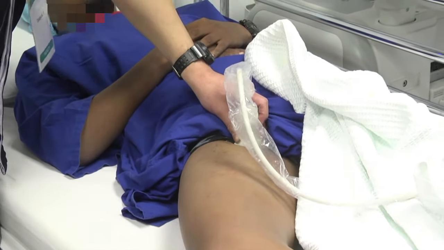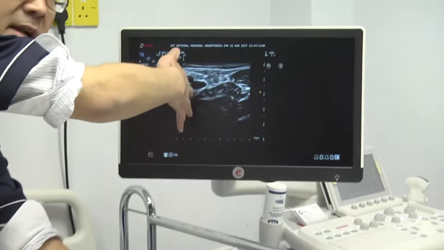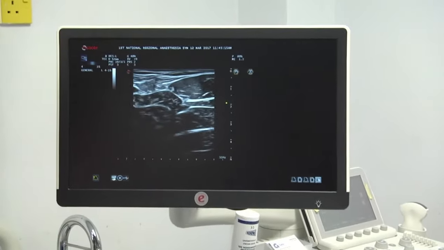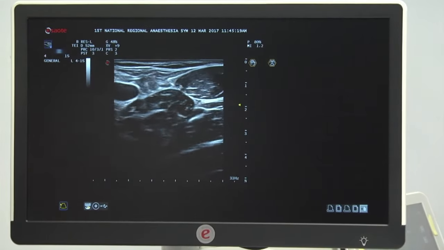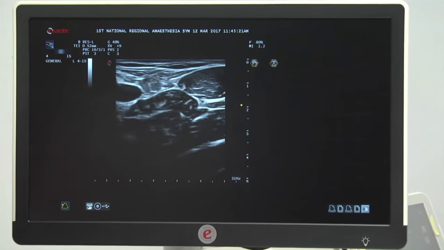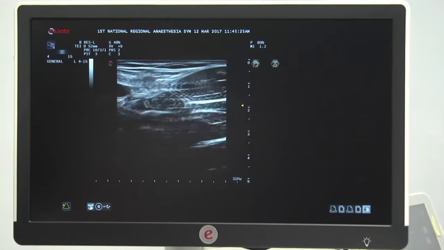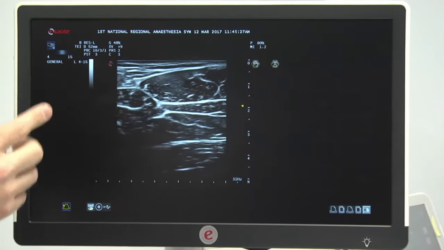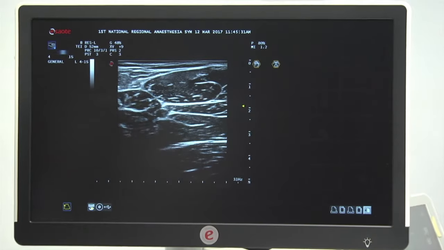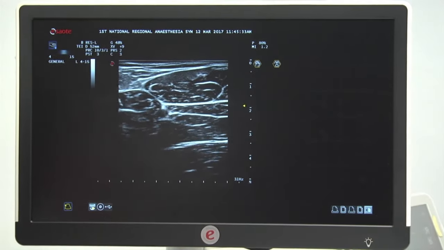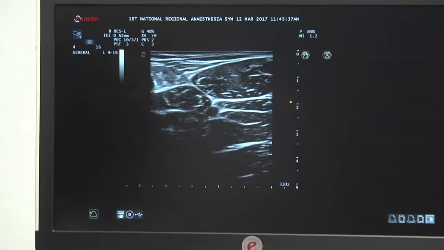But the artery is very close to this plane laterally, so if you use a lateral to medial direction, we have to take care about the artery. Okay? So again, with the distal approach, we have to inject local anesthetics at least twice. And then I'm going to talk about the proximal approach.